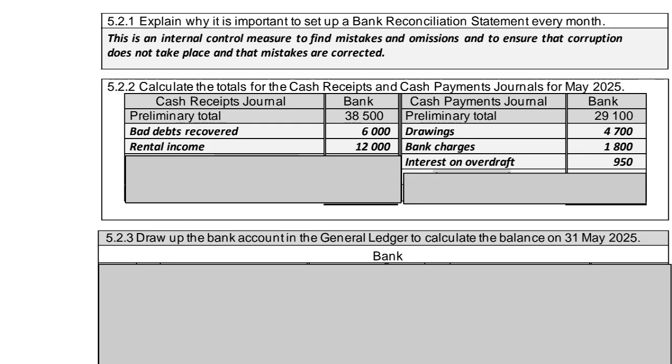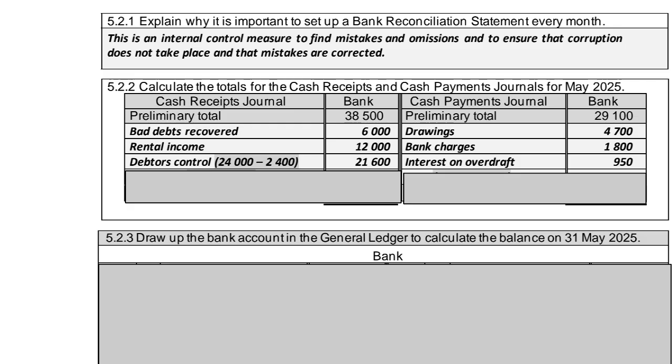E. The bank statement shows a deposit relating to debtors' control of R24,000. The amount appears in the cash receipts journal as R2,400. The bank statement is correct. So we first need to calculate the difference. 24,000 minus 2,400 gives you R21,600, and that must be added back to the cash receipts journal. So we are going to write debtors control, R21,600.